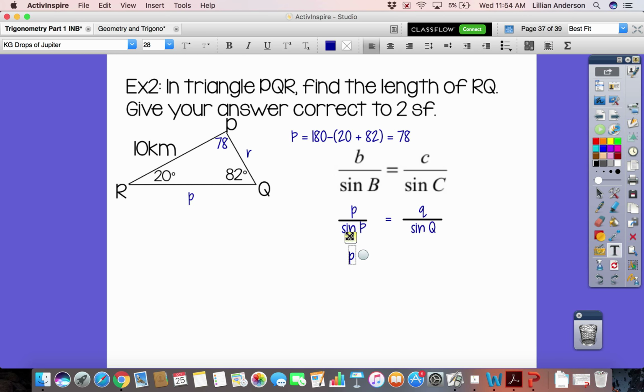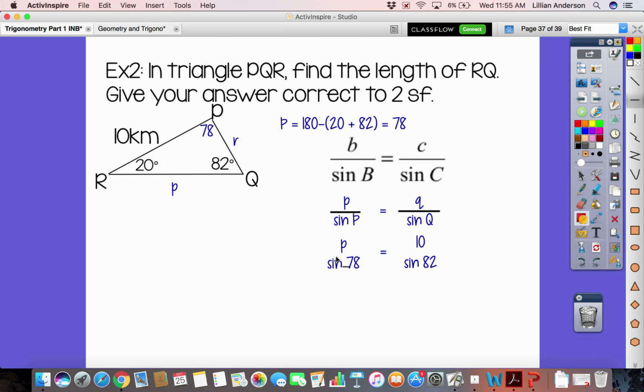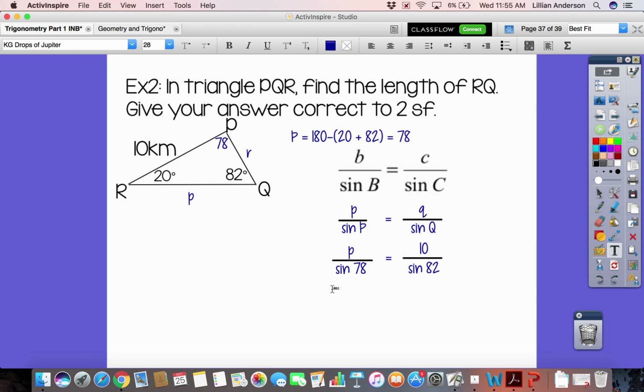We're looking for side P, and we have angle P, which was 78. And then we have side Q, which is 10, and we have angle Q, which is 82. Right? And now we're going to solve the proportion the same way that we solved the other proportion from example 1. We are going to cross multiply and we're going to solve. So when we cross multiply, we'll end up getting P times the sine of 82 equals 10 times the sine of 78.